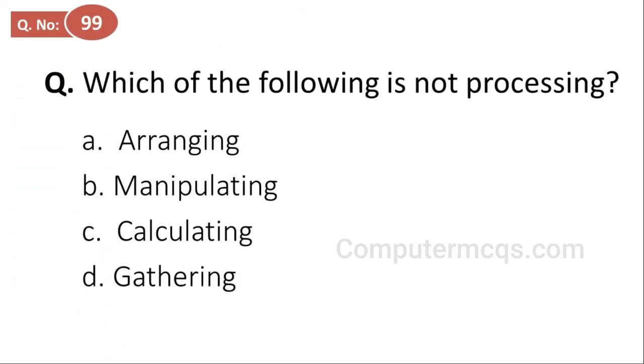Which of the following is not processing? Options are arranging, manipulating, calculating, and gathering. The correct answer is option D, gathering. Gathering is not processing.